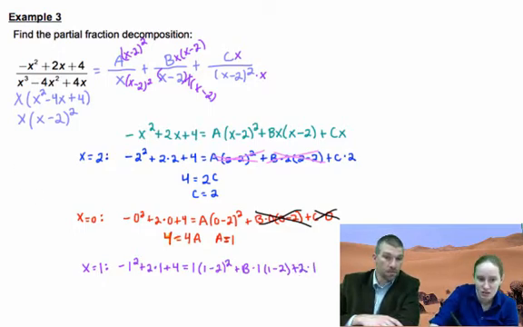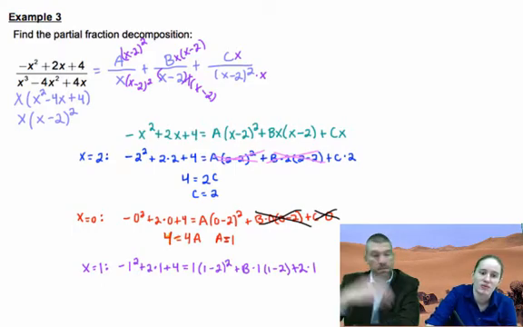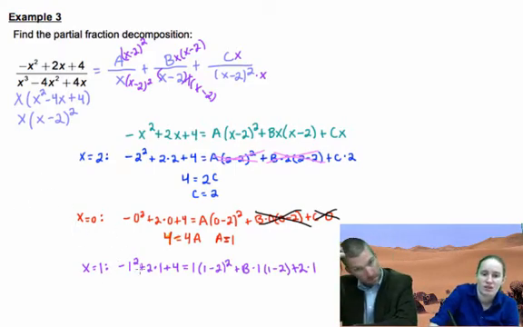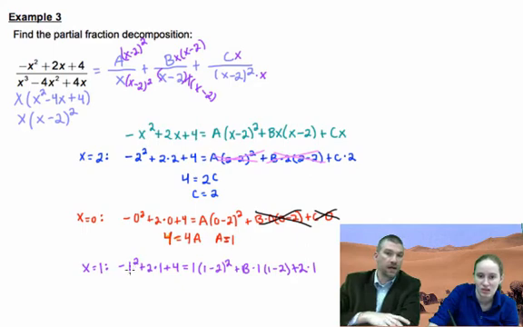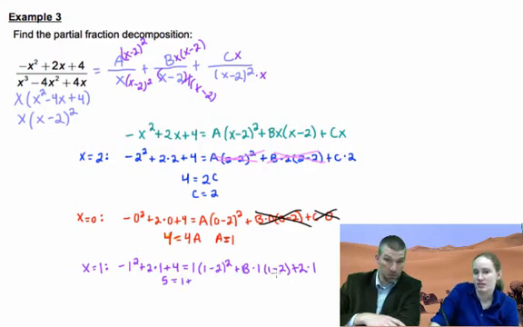So now nothing cancels out. We've just got a bunch of mathy stuff to do. Negative 1 plus 2 plus 4, that's 5. This is 1, negative 1 squared, which is 1 times 1 is 1. So 1 plus, this is negative 1 times b, so that's actually 1 minus b. Oh, the whole thing went away. I think I accidentally double clicked.